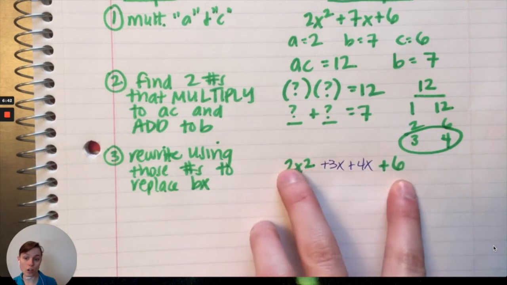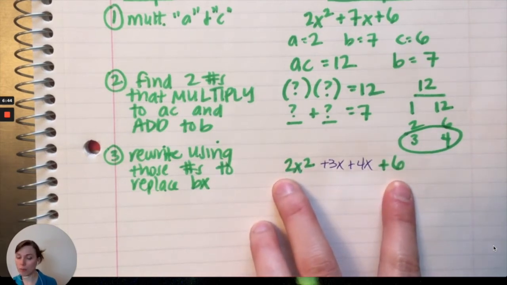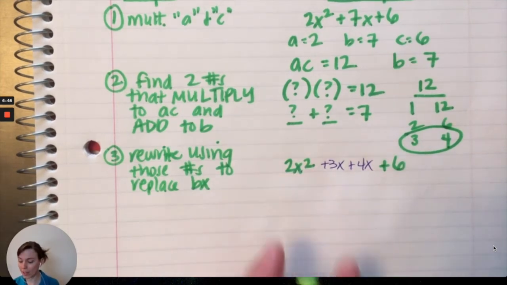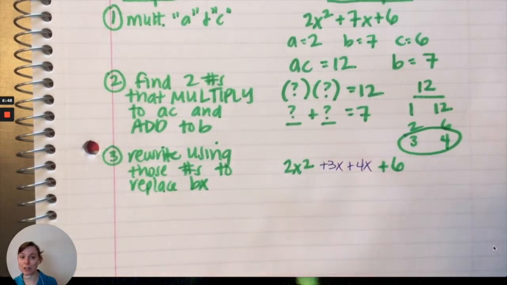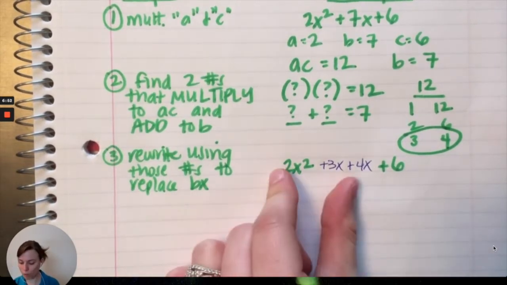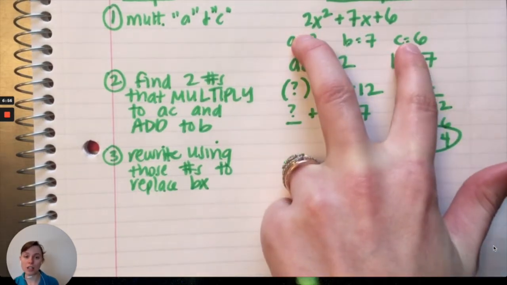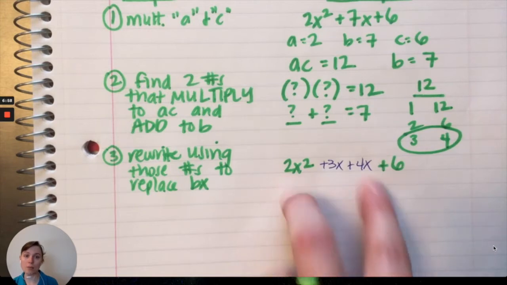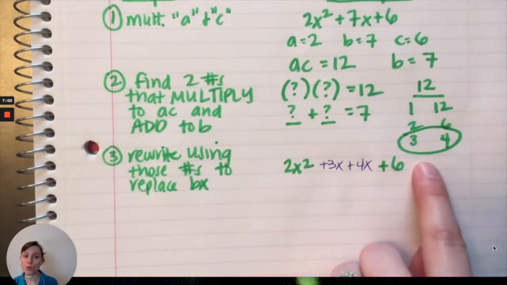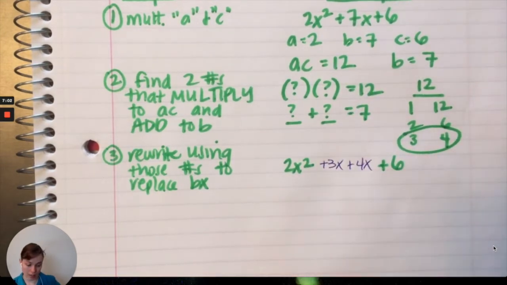There are 4 terms now. This is not simplified, but there are 4 terms now. So I can group them. That's why it's called factor by grouping. I need enough terms to actually group it. So I'm going to have one group, and I'm going to have a second group. And notice that all I'm doing is keeping the first and last terms, the ax squared and the c. I'm just splitting this bx using these special numbers that we found. They have to follow that pattern, okay?